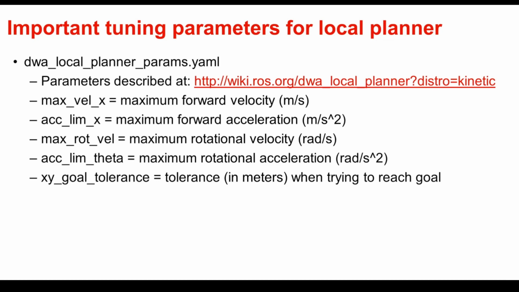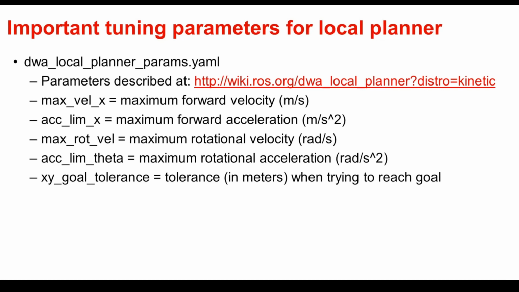Several important parameters involve the velocities and accelerations of the robot. The max velx parameter is the maximum forward velocity in meters per second. The ACC lim x is the maximum forward acceleration in meters per second squared. These parameters, which control the forward velocity and acceleration, will determine how smooth or jerky the forward movement of the robot is, as well as how fast it can react to obstacles.